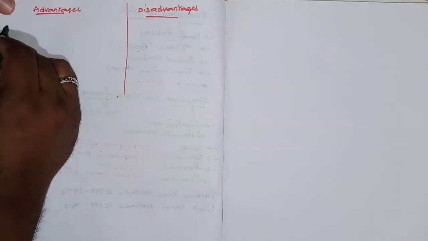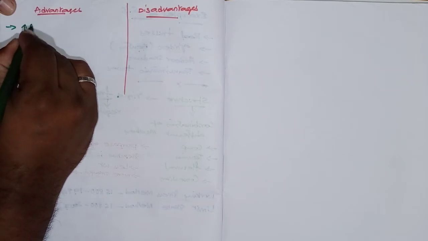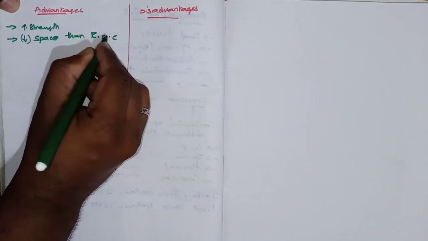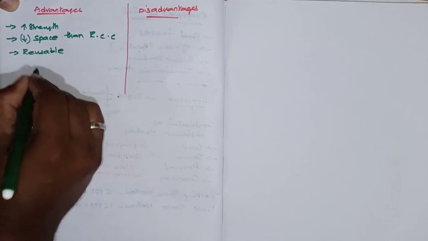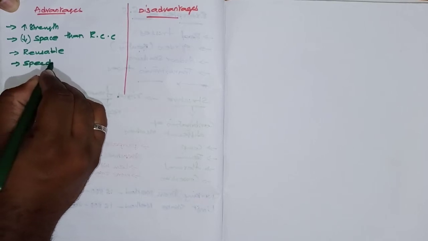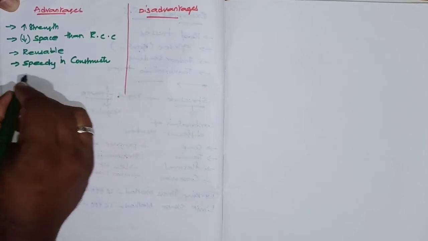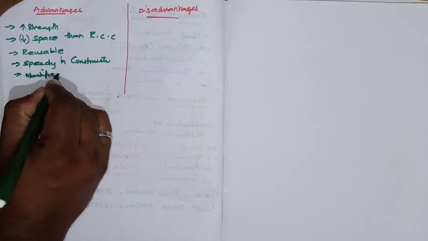Now we'll see some of the advantages of this. It has high strength, and it occupies less space than an RCC member, and material can be reusable, and speedy in construction because curing is not required. Next, modifications can be done easily.